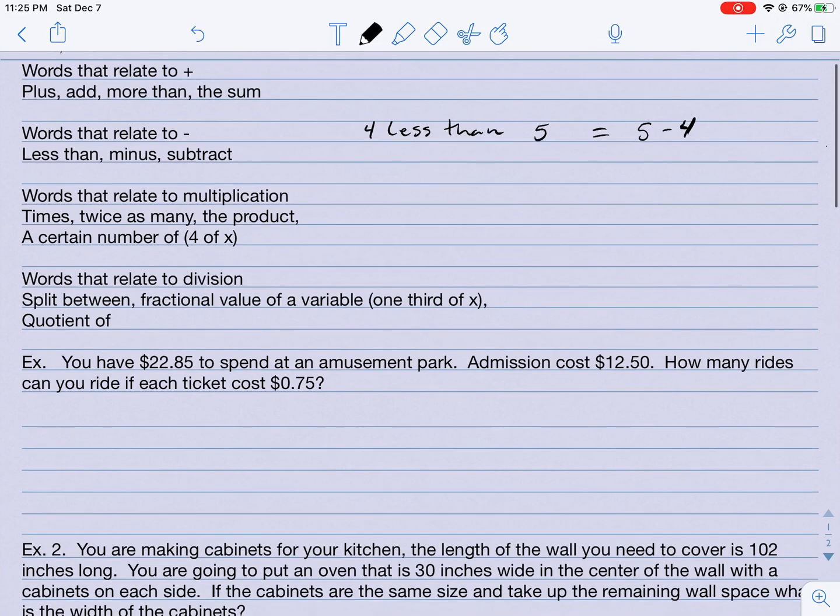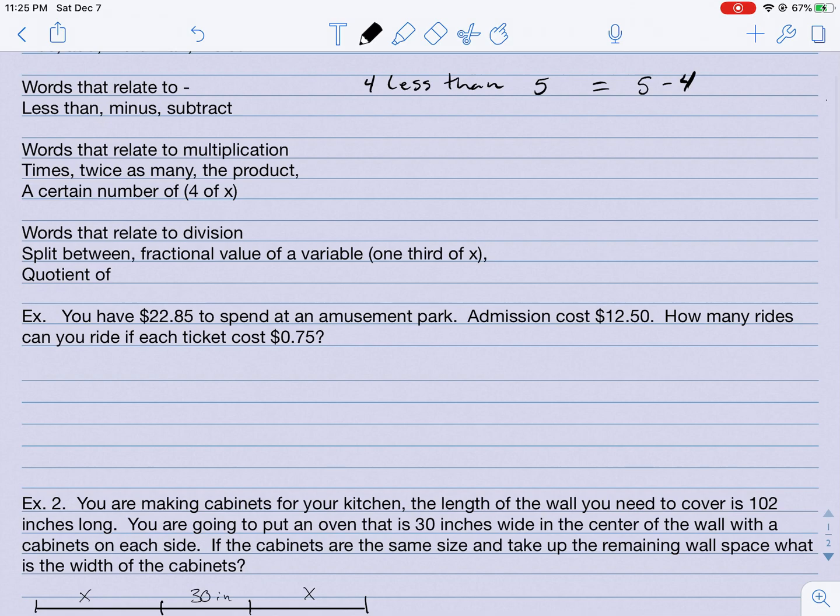Okay, and then words that relate to division: split between, fractional value of a variable, so 1/3, 1/4, 1/5 of x, or quotient of. So we just remember to use those words to guide us as to what's going on in the problem. And then the other thing is you're going to be setting up your equations with the total on one side and everything that adds up to that total on the other side.